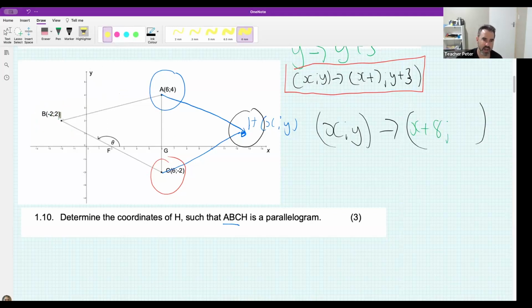But now I need y. How do I go from 2 to 4? What am I going to need to do to y to go from 2 to 4?